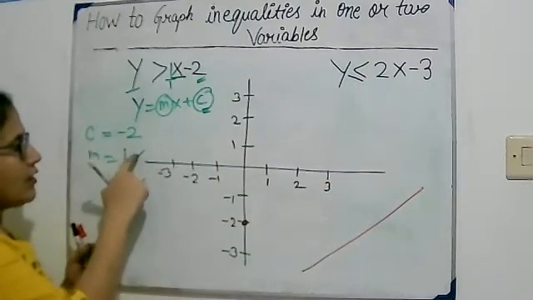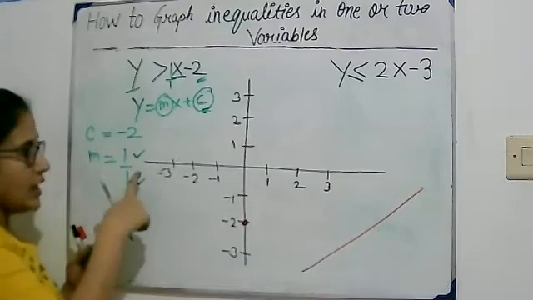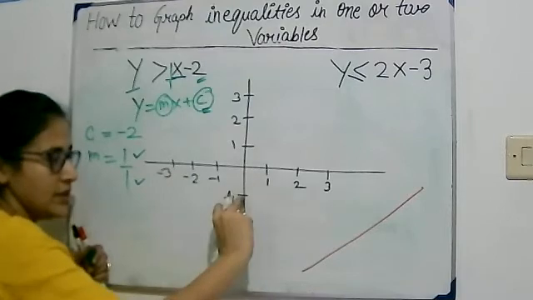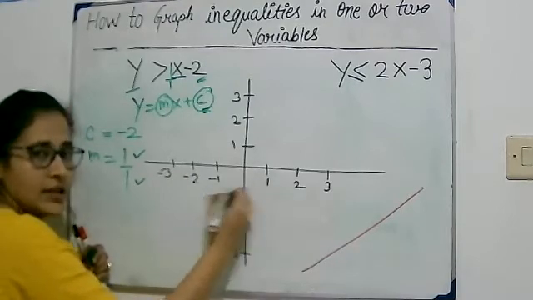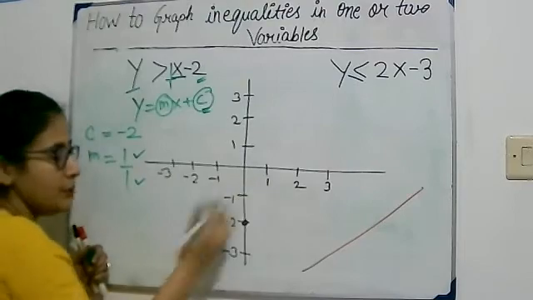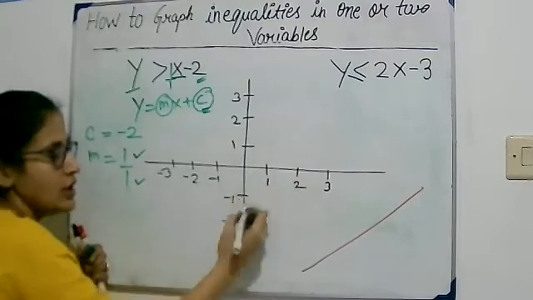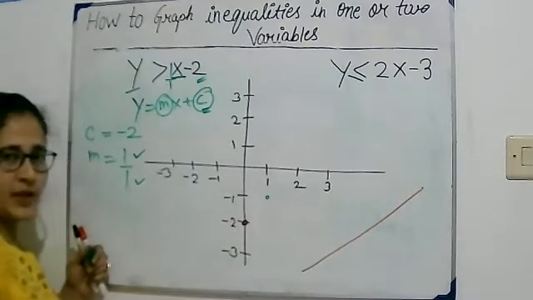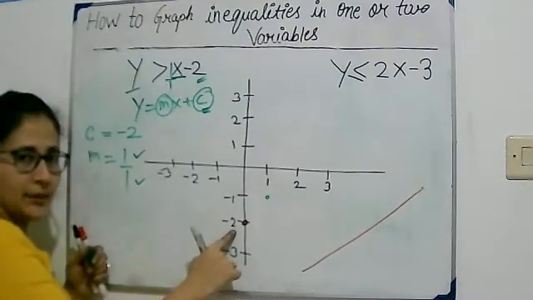We will see what is the rise and what is the run. Here rise is 1, that means 1 unit. Run is on the right side because this is a positive slope in this direction. So we will see on the right side. The point is here. We will start from the intercept.